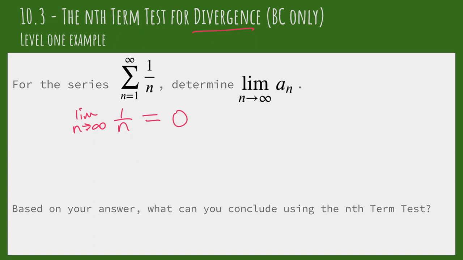So this is the case where we actually have to be careful. We don't know, based on this answer, if the series converges or diverges. The only conclusion we can make is when this limit is not equal to 0. So if the terms do approach 0, it means that the series could converge, but it still might also diverge. So we cannot make a conclusion.